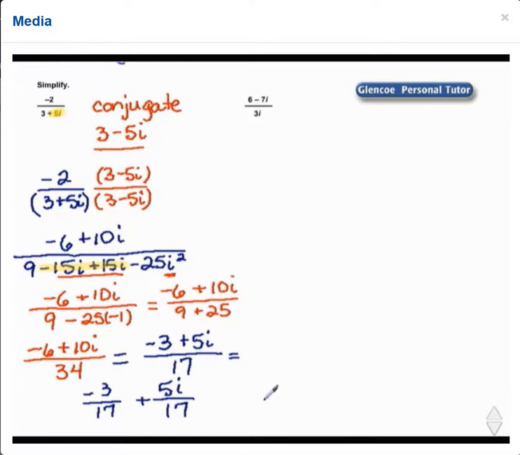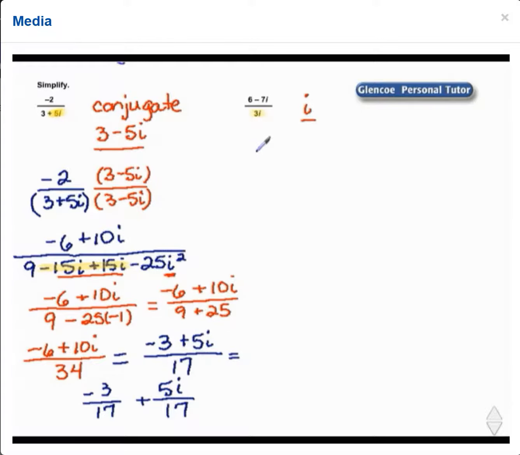Our second problem, 6 minus 7i over 3i. Well, again, we need to eliminate the i that is in the denominator, but this time we have a monomial, so we are going to multiply the denominator and the numerator both just by i. Because if we remember from the first problem, when we multiply i times i and get i squared, that turns into a negative 1. And so that will help us to get rid of that i in the denominator.